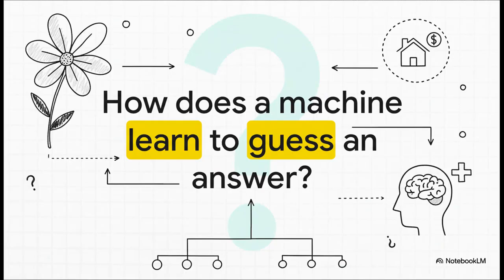So let's just start with the big question, right? How does a machine, just a chunk of code, learn how to guess something? Whether that's figuring out what type of flower you're looking at, or if a loan application is a good risk. How does it get from raw data to a smart guess?